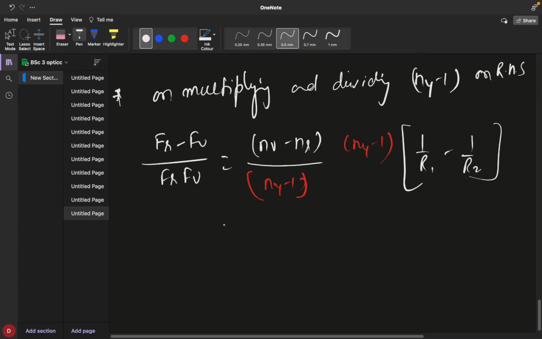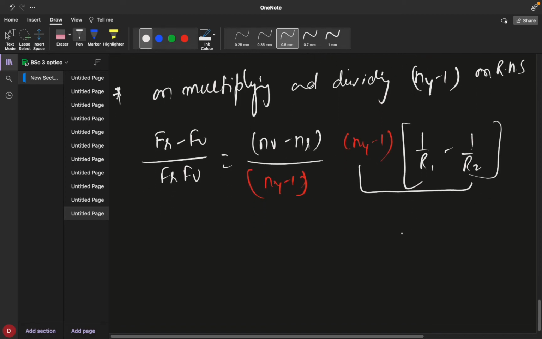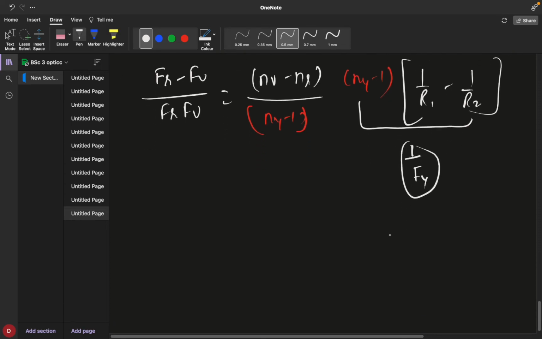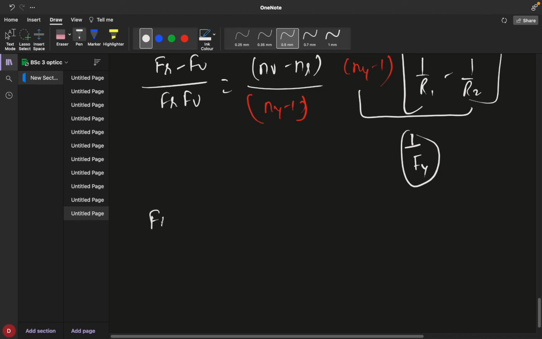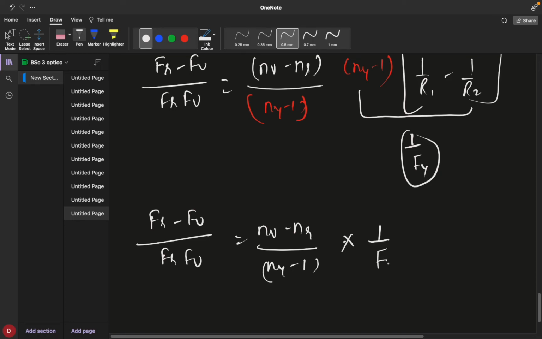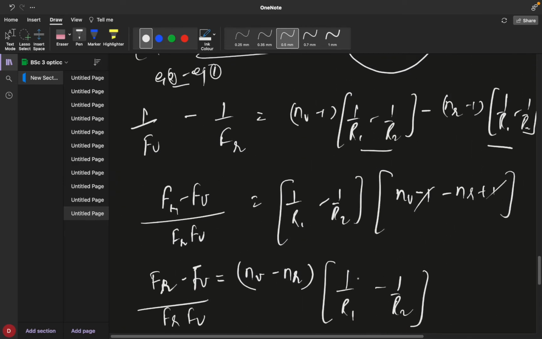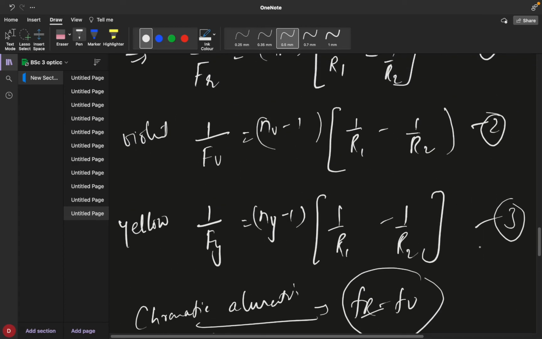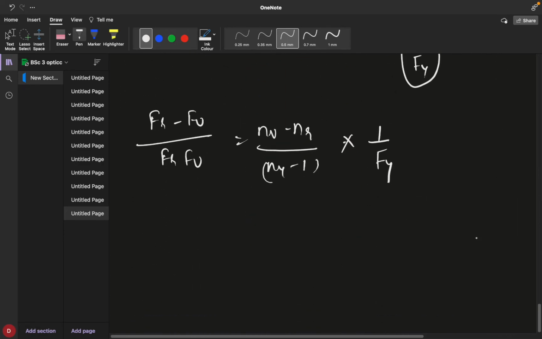This is my 1 upon Fy from the lens maker formula. So we can see (Fr minus Fv) upon Fr Fv is equal to (Nv minus Nr) upon (Ny minus 1) multiplied by 1 upon Fy. We already defined this for yellow color in equation 3.